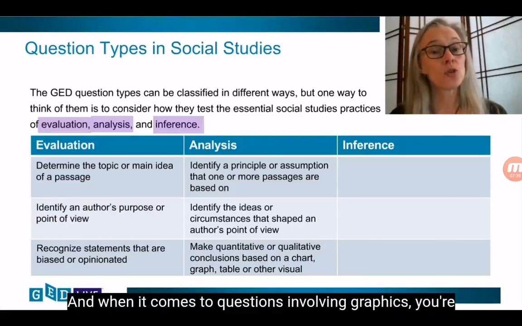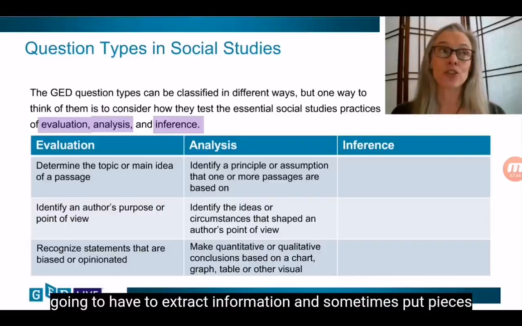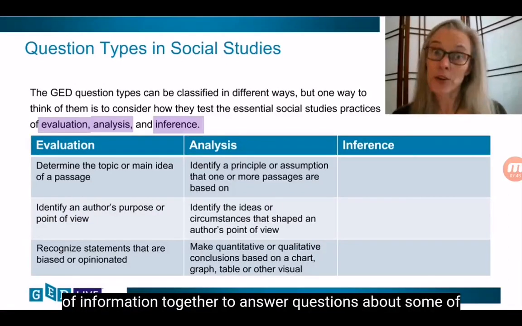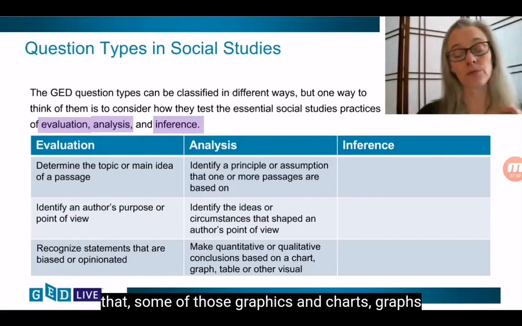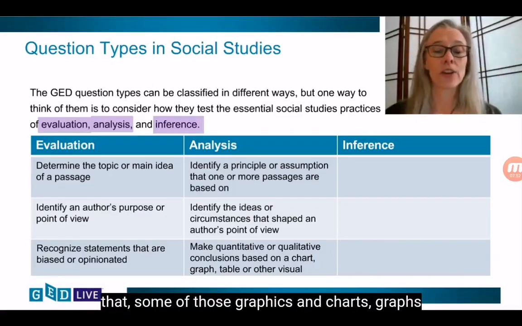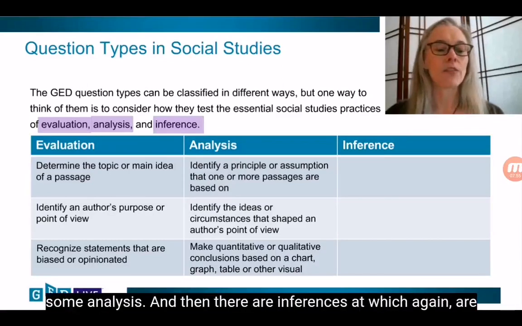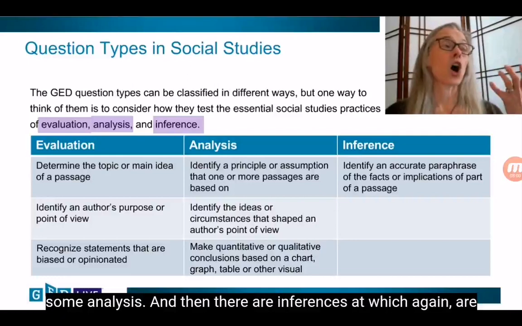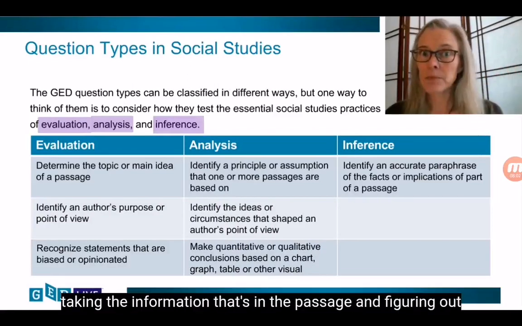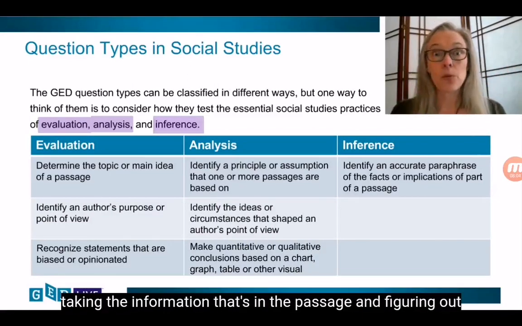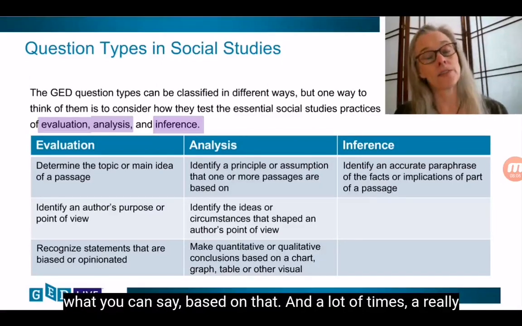And when it comes to questions involving graphics, you're going to have to extract information and sometimes put pieces of information together to answer questions about some of those graphics, charts, graphs, or anything else that's visual in the test. It's going to involve some analysis. And then there are inferences, which again are taking the information that's in the passage and figuring out what you can say based on that.